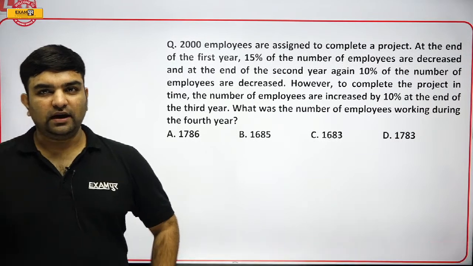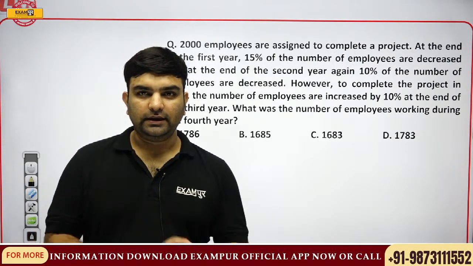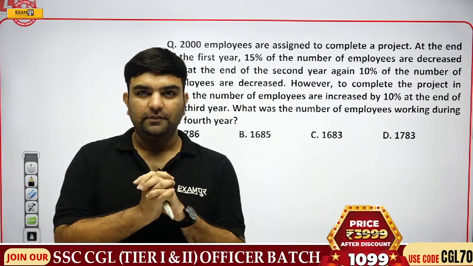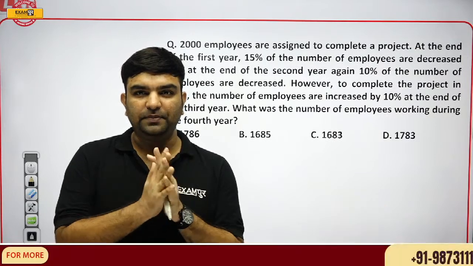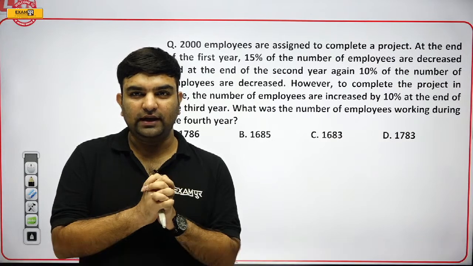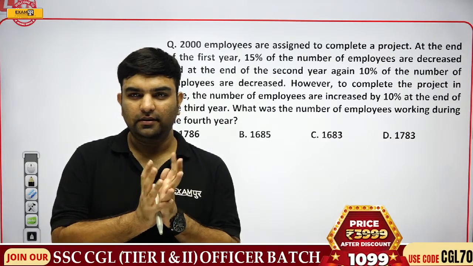2,000 employees are assigned to complete a project. At the end of the first year, 15% are decreased. At the end of the second year, 10% are decreased. However, to complete the project on time, the number of employees is increased by 10%. Doable.